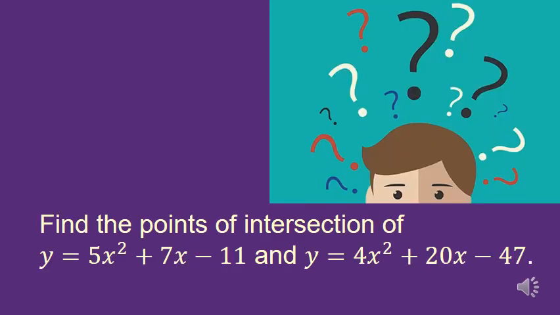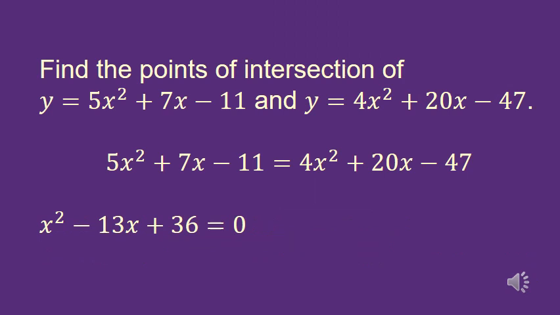We're going to take a look at a few more examples to hopefully make sure that you got the idea correct. Next one here, it says find the points of intersection of y equals 5x squared plus 7x minus 11 and y equals 4x squared plus 20x minus 47. You might want to take a couple minutes and just pause the video and see if you can work that one out. And again, the key to the whole problem is set them equal to each other.